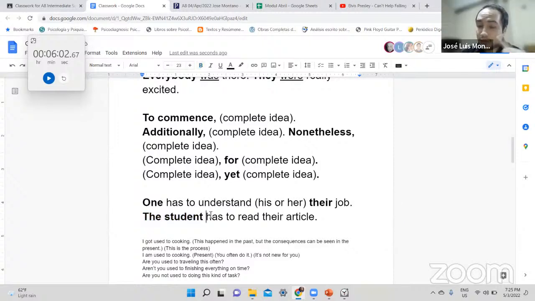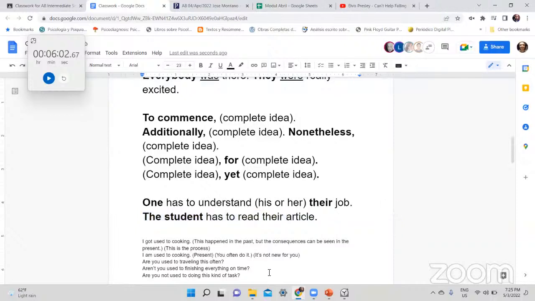Good. Let's do two things, okay? Just to see how you're doing. And this is for you, Wilson. What do you say? Do you agree with all these words? How do you say "el estudiante debe leer su artículo"? Do you agree or do you have some changes? What do you say? Student must.